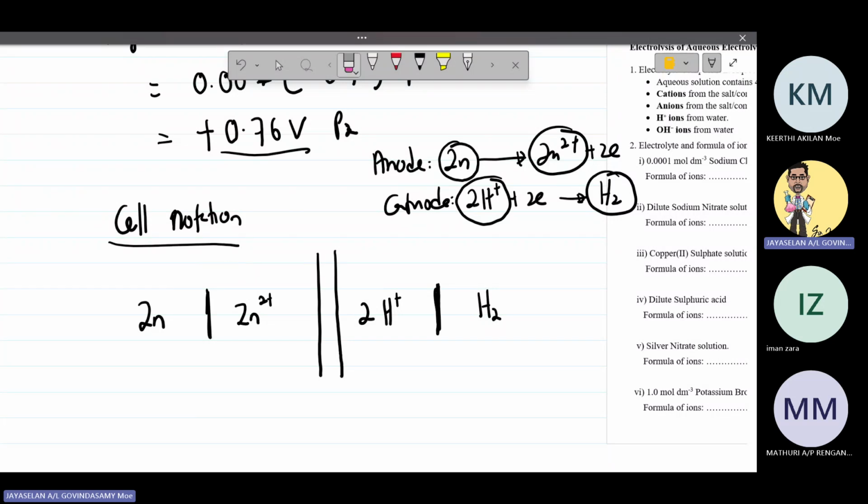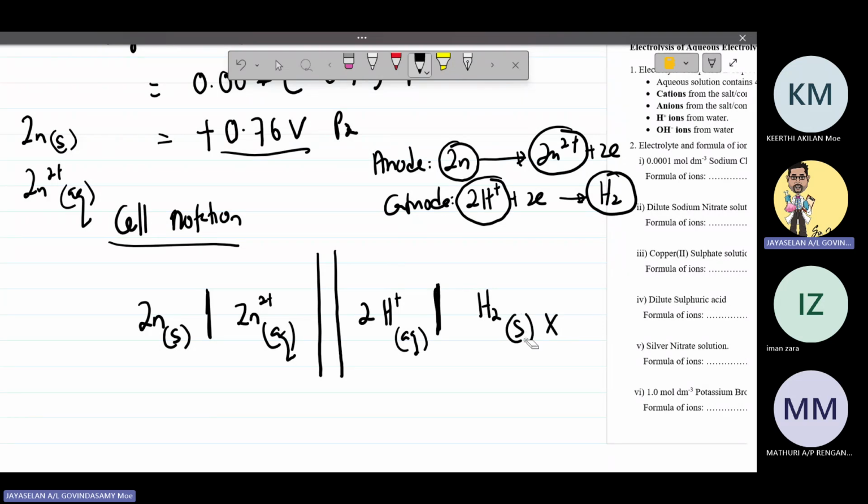For another mark, you must state the physical state. When you see no charge like this, this is a metal. So for metal, you put solid. When you see an ion, Zn2+, this is an ion, so you put aqueous. Don't put solid, that is wrong. Hydrogen exists as what? Hydrogen gas, right? So hydrogen exists as gas. You already score 1 mark. Any question? No question? All right, so copy down this.